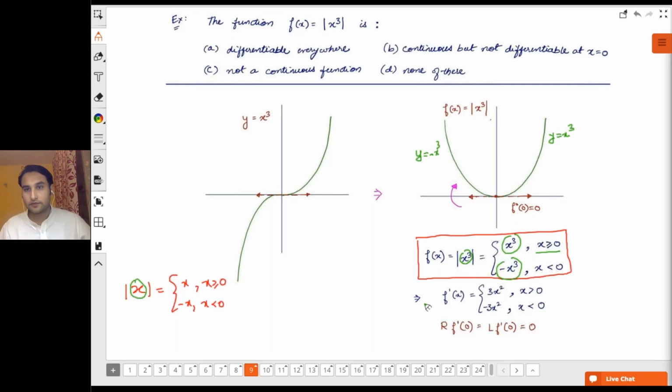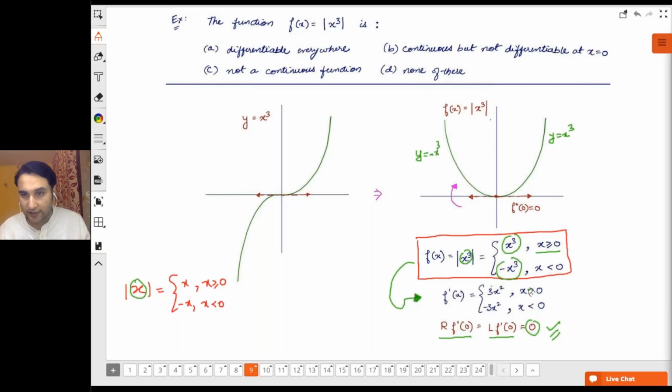Got it? But graphically we could already do it. And if you want to differentiate it, no problem. If you want to do it algebraically, you can check. Just differentiate the function. The differentiation of x cube is 3x square, and of minus x cube is minus 3x square, for x greater than 0 and x less than 0. Hence, left hand derivative and right hand derivative both are equal to 0.